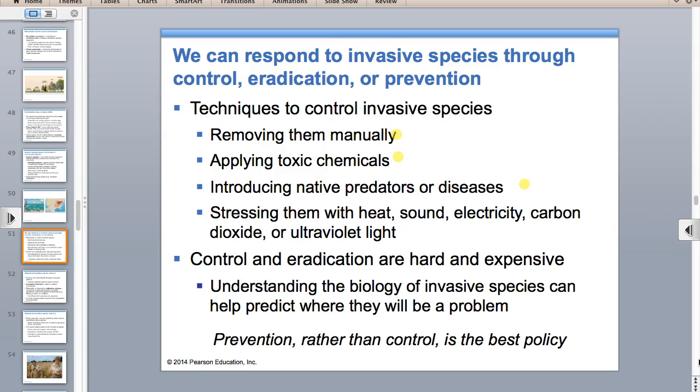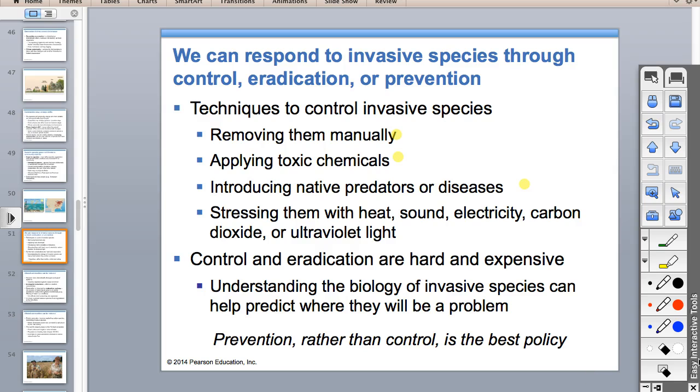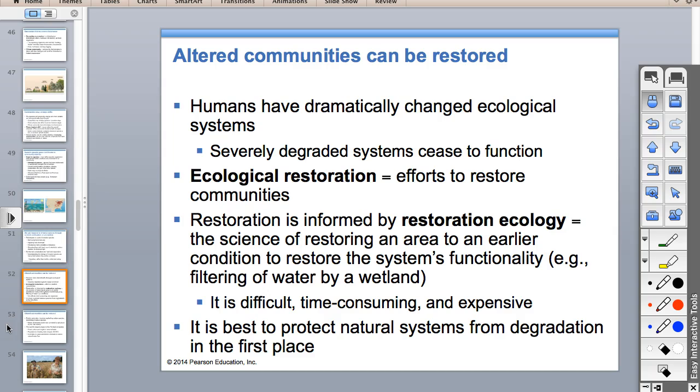Yes, ma'am. Thank you. So anyway, prevention is better. You don't really know what can happen when you start introducing things.